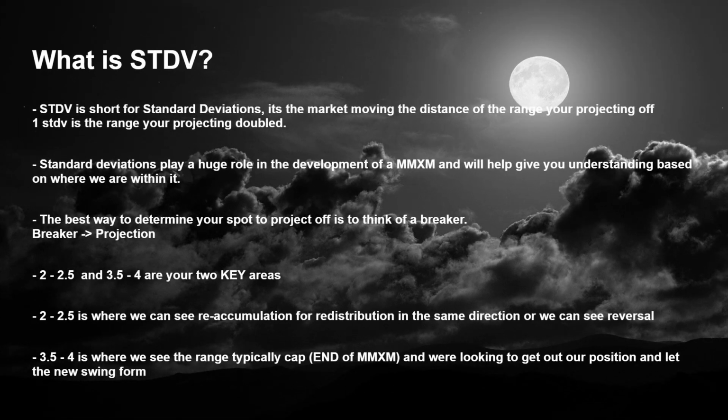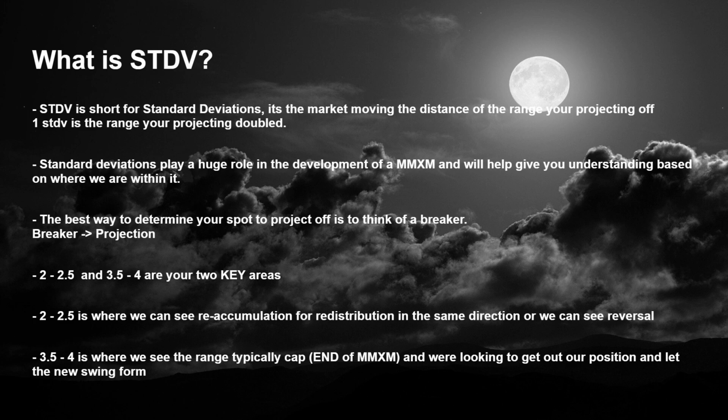So what is STDV? It is short for standard deviations. It's the market moving the distance of the range you're projecting. So one standard deviation is the range you're projecting doubled. Say you're projecting a range of 40 points. One standard deviation away is going to be 80 points, and then two standard deviations away is going to be 120 points. So that is how the standard deviations work.